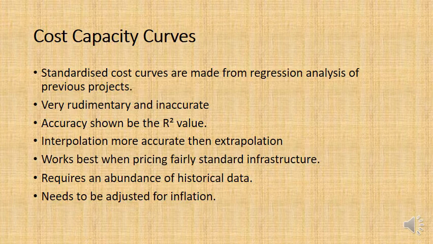And then that line of best fit, depending on how well it fits the data, it will have an R-squared value. If the R-squared value is close to 1, it means it's very well fitting. If it's close to 0, then it doesn't fit at all. And really you wouldn't consider a cost capacity curve unless the R-squared value is usually above 0.8.